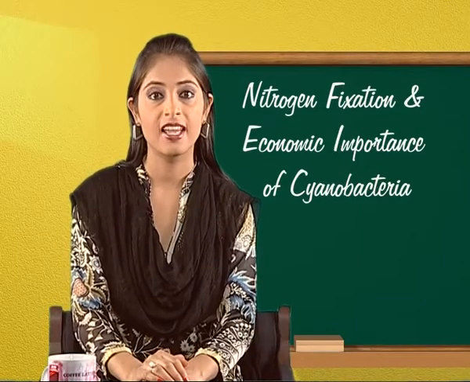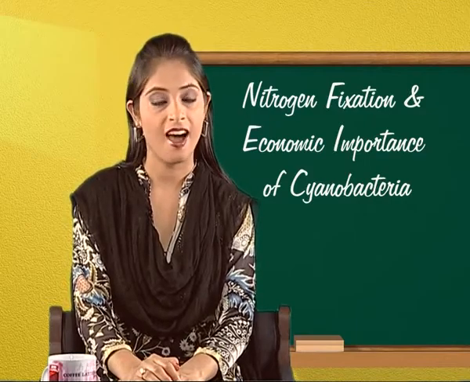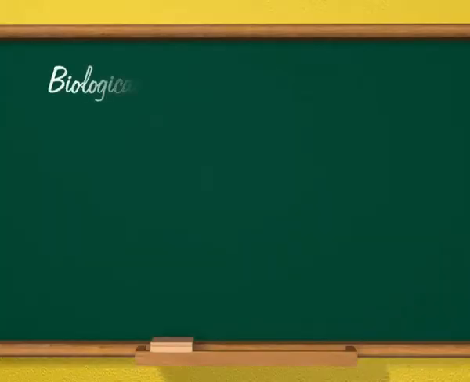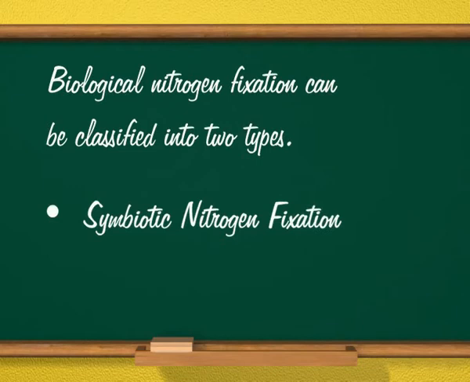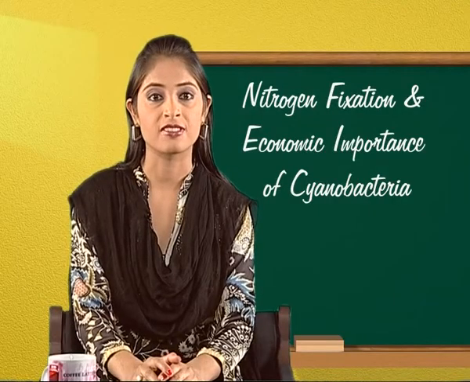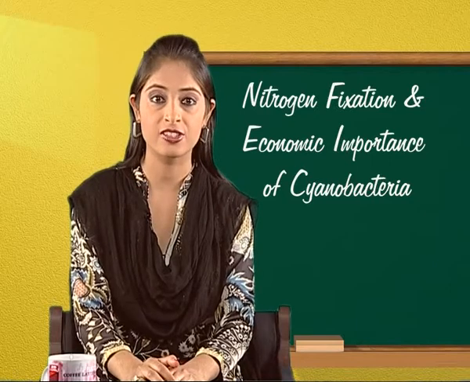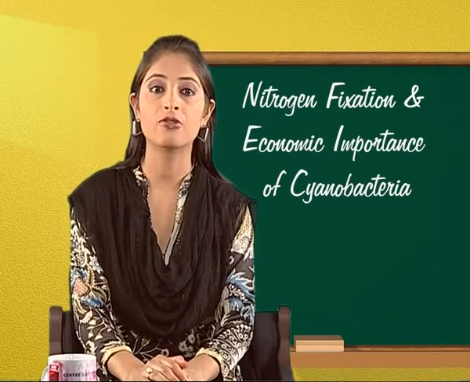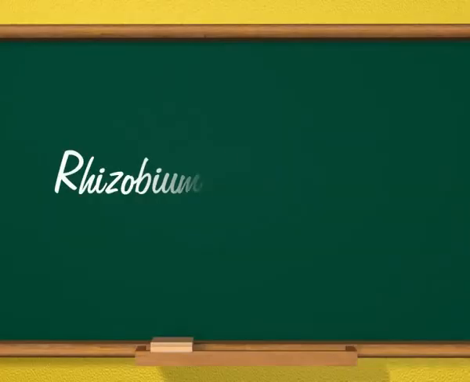Next question. Name two types of biological nitrogen fixation. Answer: Biological nitrogen fixation can be classified into two types: symbiotic nitrogen fixation and non-symbiotic nitrogen fixation. Next question. Which bacteria causes symbiotic nitrogen fixation in the root nodules of the leguminous plant? The answer is Rhizobium leguminosarum.